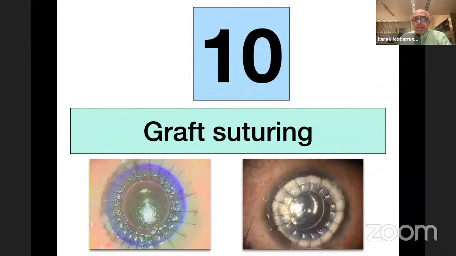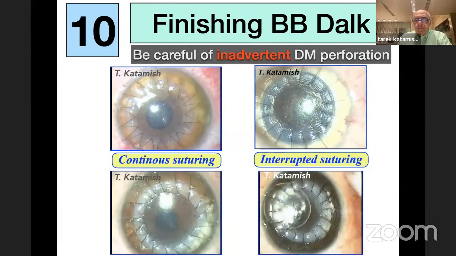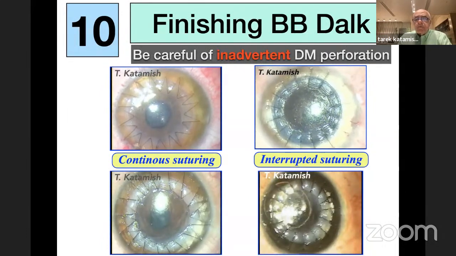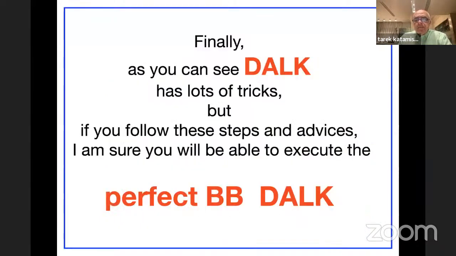The last step is graft suturing. It has no difference between penetrating keratoplasty and DALK in suturing, but be careful of inadvertent Descemet membrane perforation during suturing. As you see, finally, DALK has lots of tricks, but if you follow these steps and advice, I am sure you will be able to execute the perfect big bubble DALK.